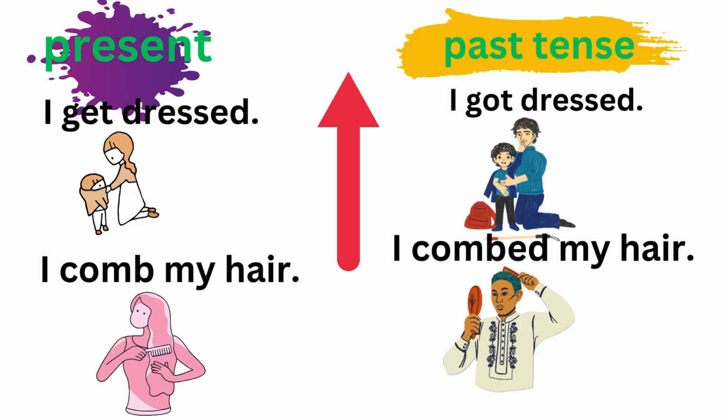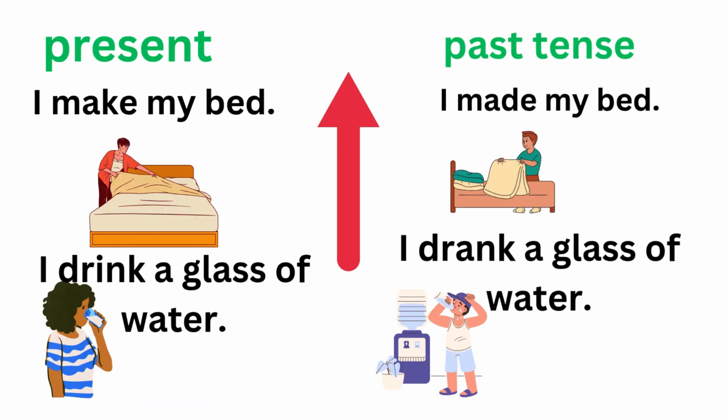I get dressed. I got dressed. I comb my hair. I combed my hair. I make my bed. I made my bed. I drink a glass of water. I drank a glass of water.